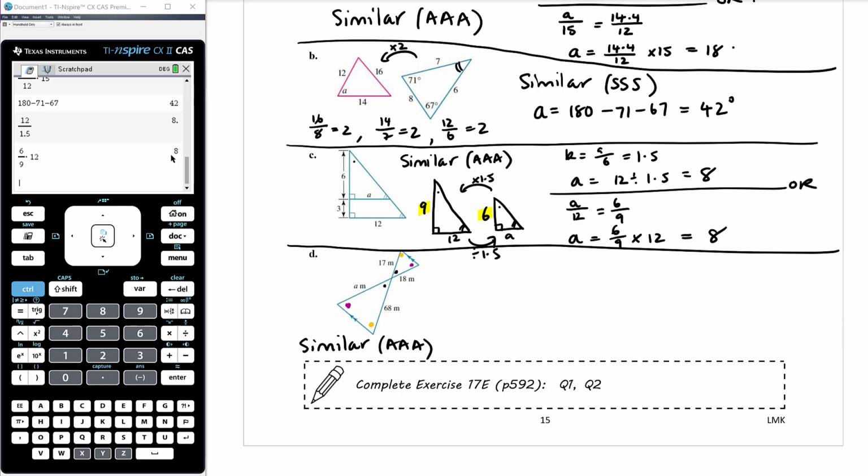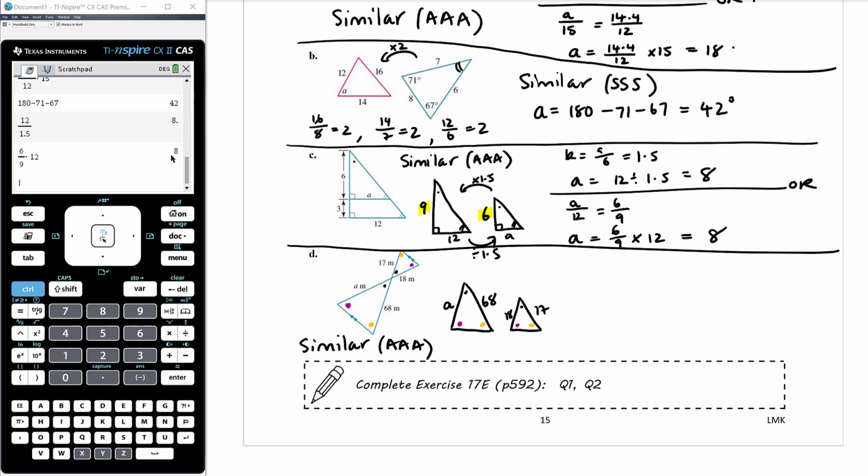Now again, first thing I would do is reorient them so they're going the same way around. So let's have them both with the yellow angle down here, both with the pink angle over here, and both with the black angle up here, just so we're consistent. In the larger triangle, the side length between the black and the yellow is 68, and the side length between the black and the pinky purple is A. In the smaller triangle, the side length between the black and the yellow is 17, and between the black and the pinky purple is 18.